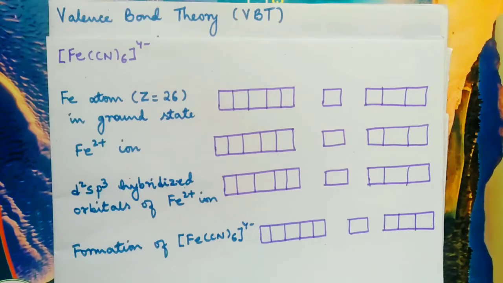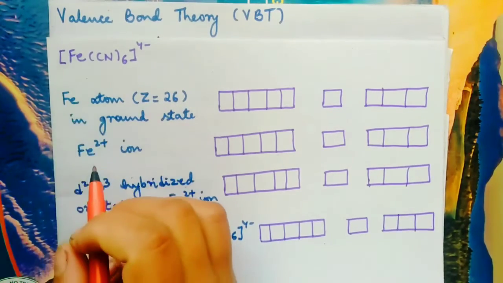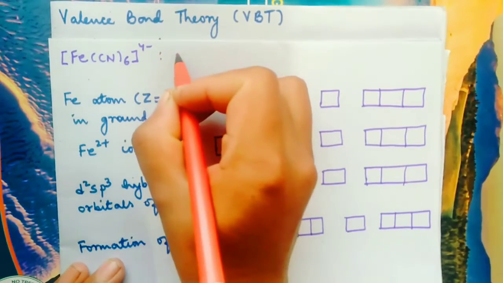In this video, I'm going to continue how to find the hybridization, the geometry shape, and the magnetic behavior of some more complexes with the help of valence bond theory. Let's come to this complex. The atomic number of iron is 26. So the electronic configuration is what?